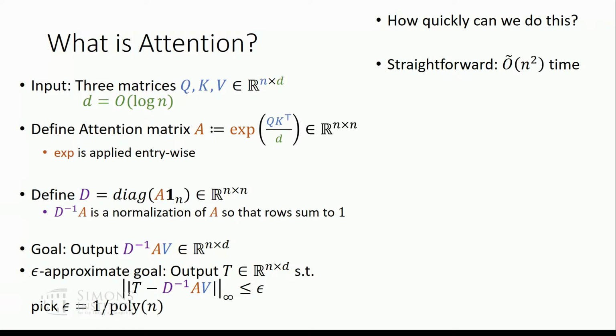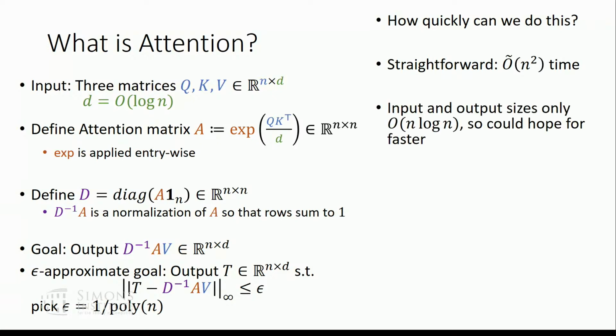Okay, on the other hand, this is a problem where the input and output sizes are a lot smaller than n squared. The inputs and outputs are just n by d matrices, which are of size n log n. So you could, in principle, hope to do a lot faster than this.